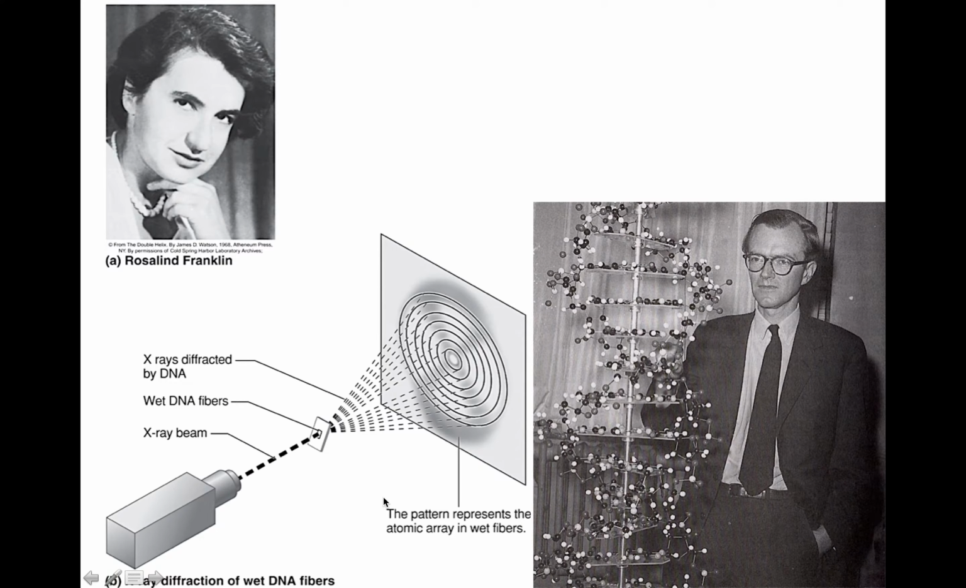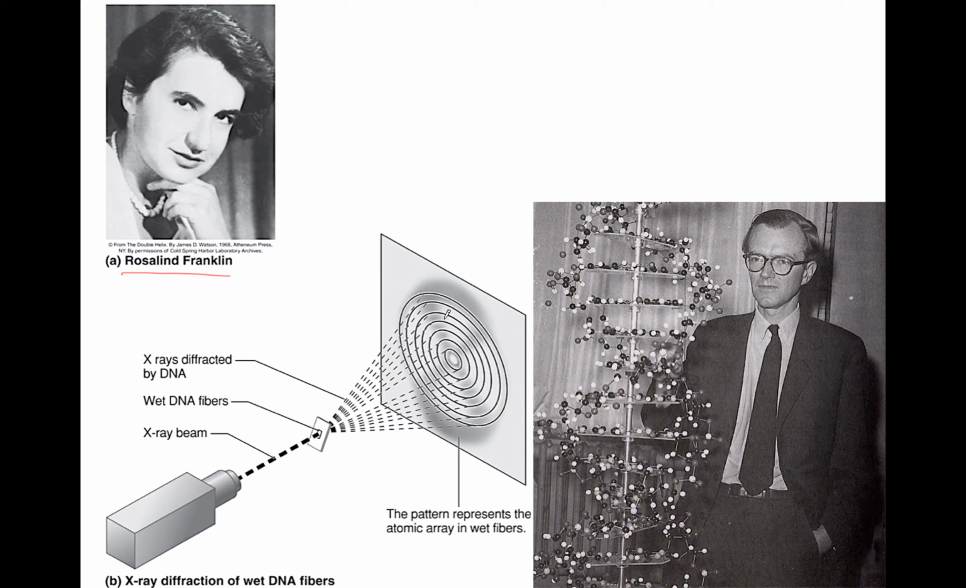Two of the most important members of the team that solved the DNA structure were Rosalind Franklin and Maurice Wilkins. Right here, this is Maurice, and he's standing next to the structure of DNA. They took X-ray diffraction pictures of the DNA molecule to show that the most probable structure was a double helix, not a single helix, but a double helix. And that was also a very key point of information needed to solve its structure.